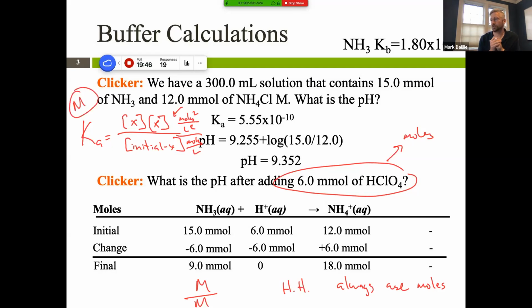Okay, so if you did a titration like this of a buffer and you ended up with a weak acid only or a weak base only, and you had to do an ICE table to solve for the pH, you have to then find concentration.